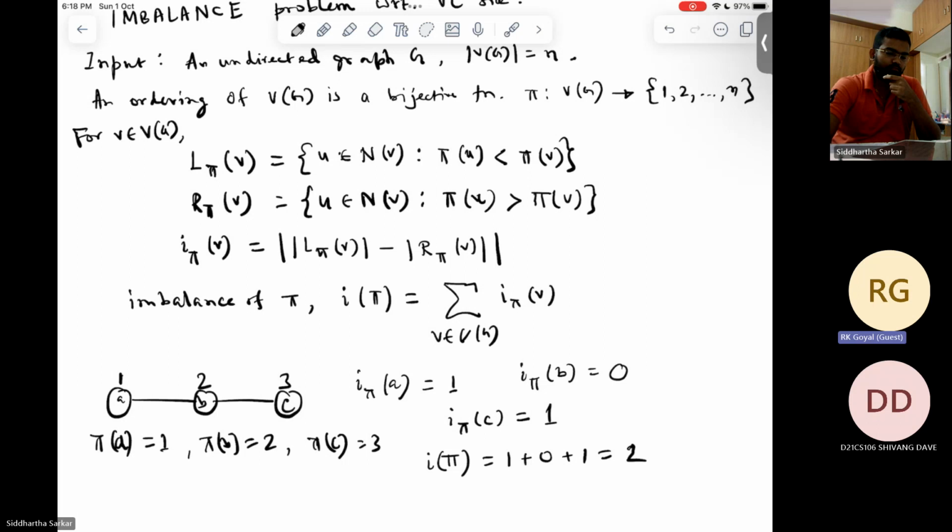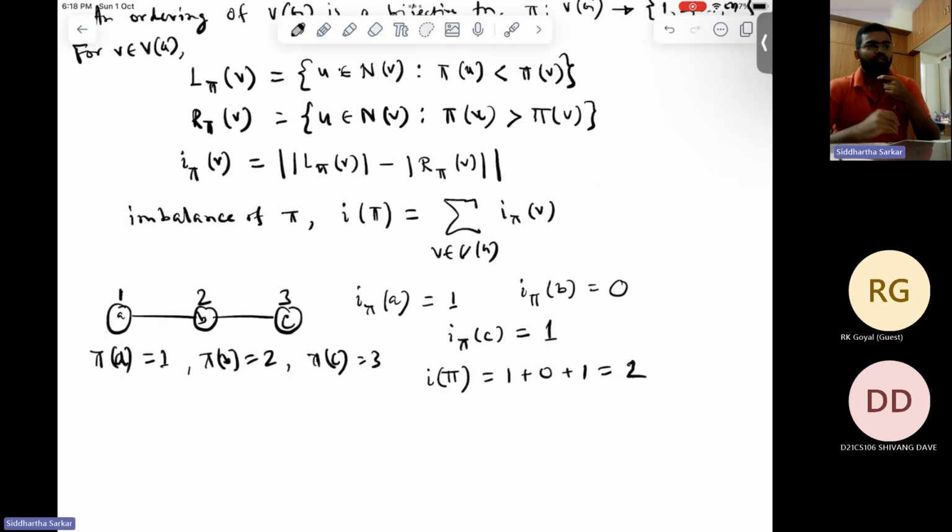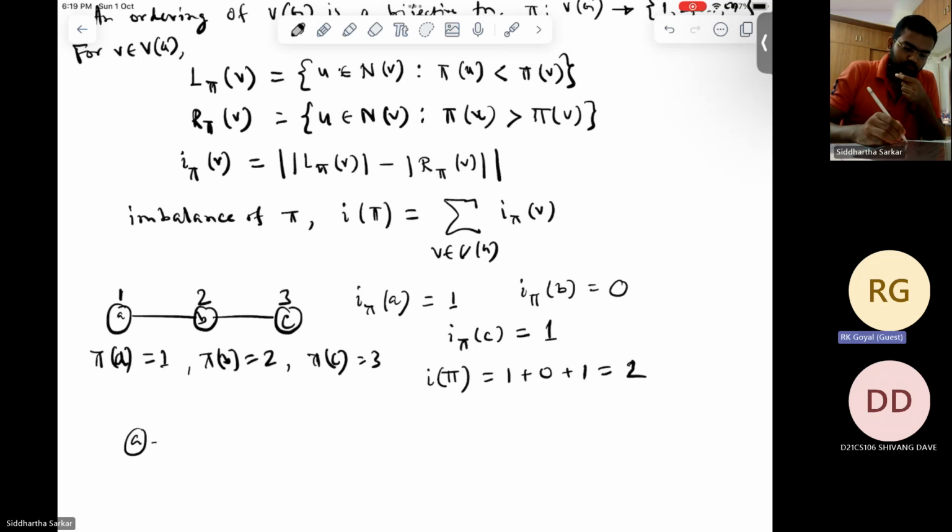Is it immediately obvious, or does it require some explanation? This is obvious because if we start labeling these vertices in the order 2, 1, and then 3, we will get a different imbalance.